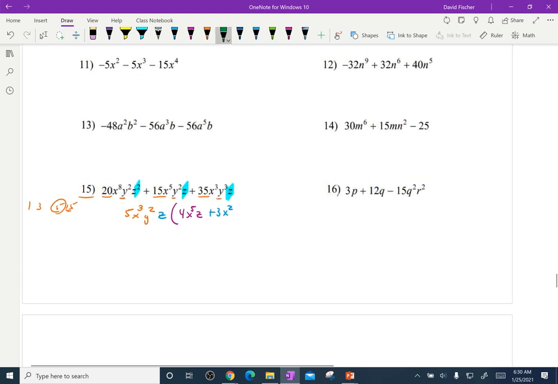Let's go to my third term. It's going to be a plus 7, because 5 times 7 is 35. Don't need any more x's. I do need one more y. And I don't need any more z's. Bam.